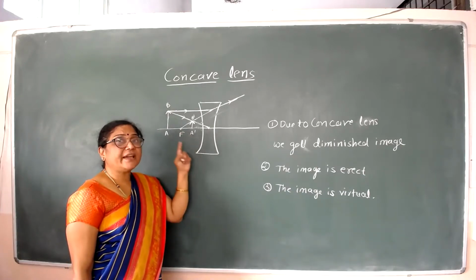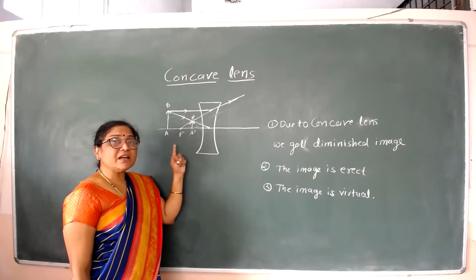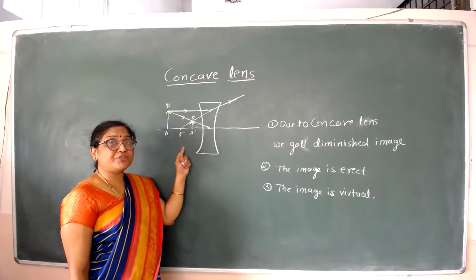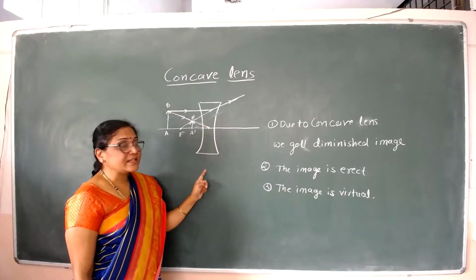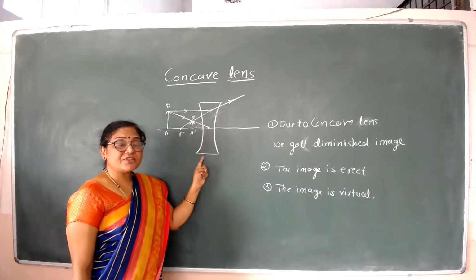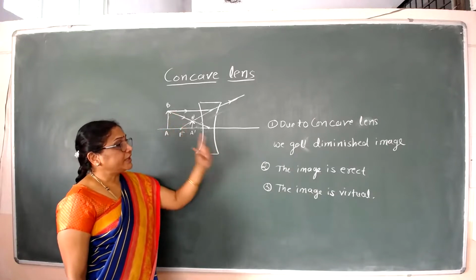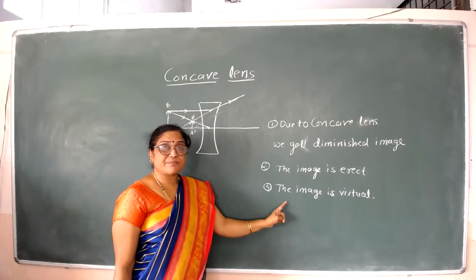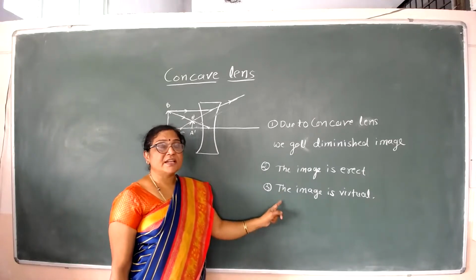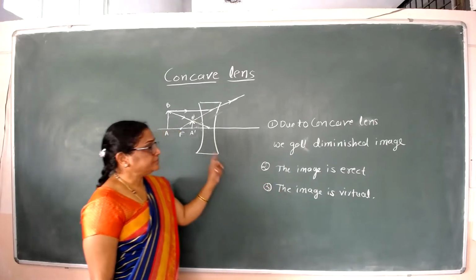But the image is enlarged as compared to the height of the object. Comparing the height of the object and the height of the image, the height of the image is larger in the convex lens. But in the concave lens, the height of the image is less than the height of the object. So the image is virtual. Remember that the image formed by the concave lens is virtual as well as diminished.